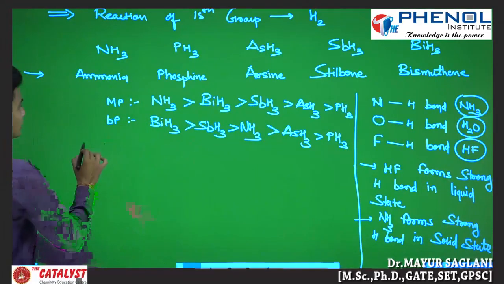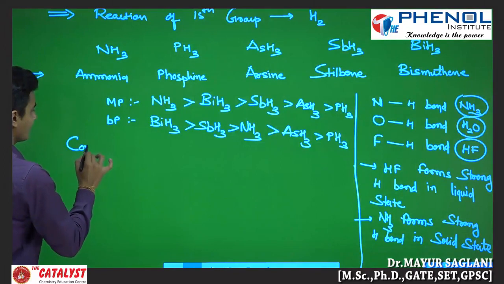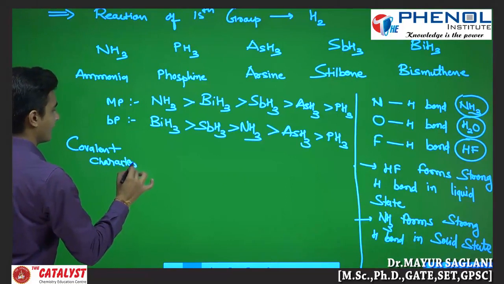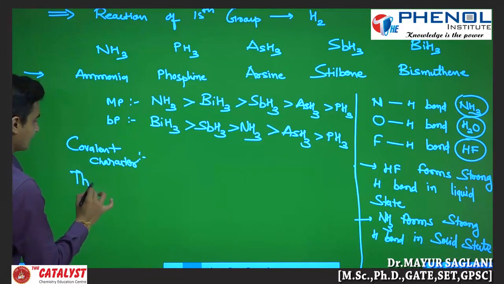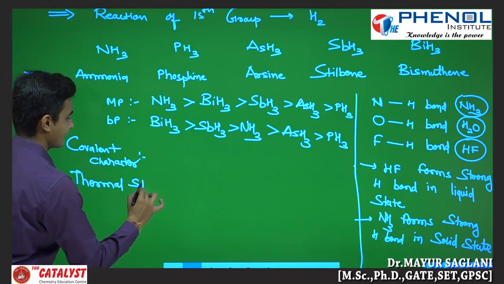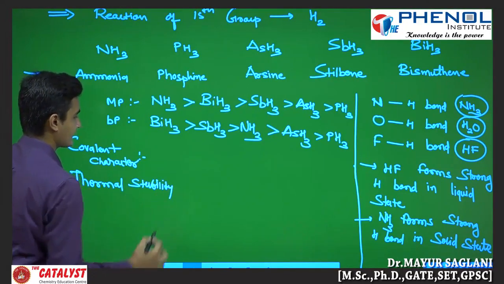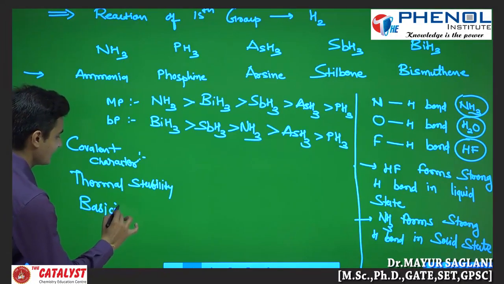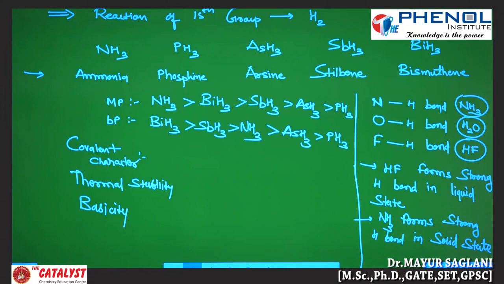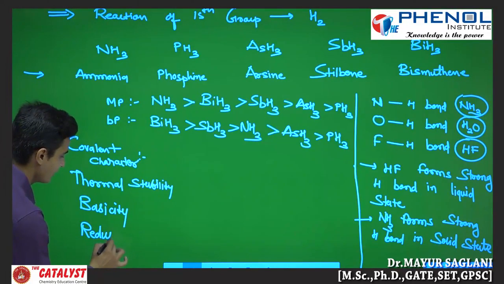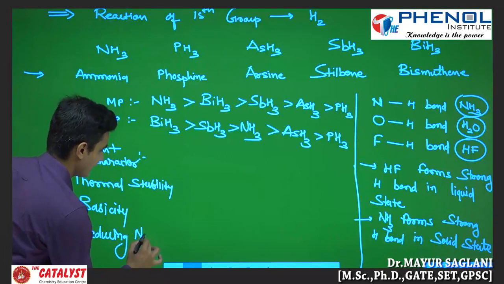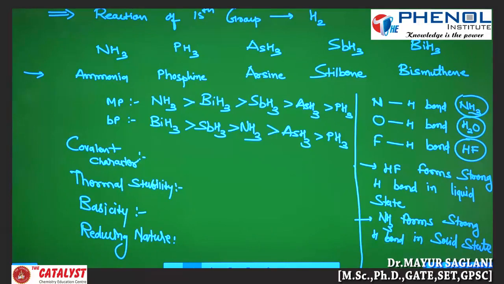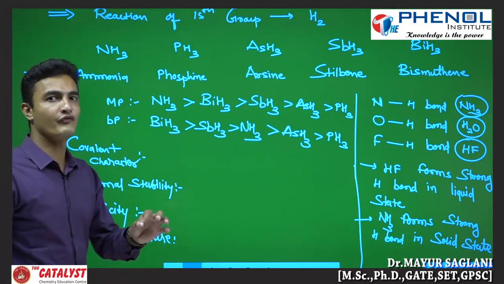Next we will see covalent character. Next we will see thermal stability. Next we will see basicity. And lastly we will see reducing property, or you may say reducing nature. We will write this much order for the hydrides of the group 15 elements.